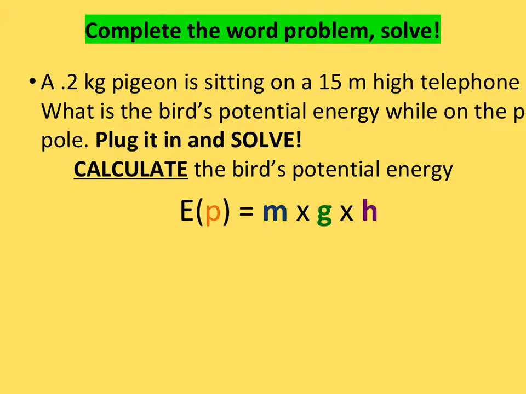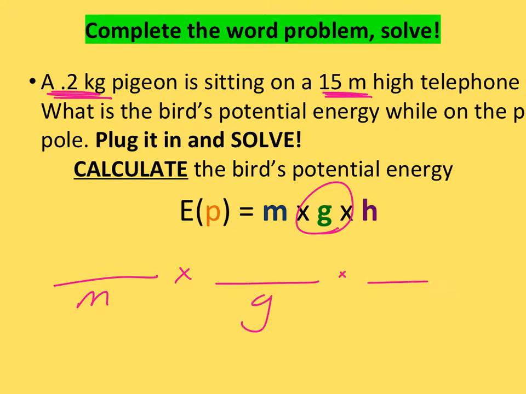Again, one more practice problem, working through finding the values in the problem. We've got a 0.2 kg pigeon and a 15-meter high telephone pole. Again, you know G is always going to be constant, so if we solve those out, we have M times G times H. That's what we're looking at. So plug those in, solve it out, and get your answer measured in joules. Awesome.